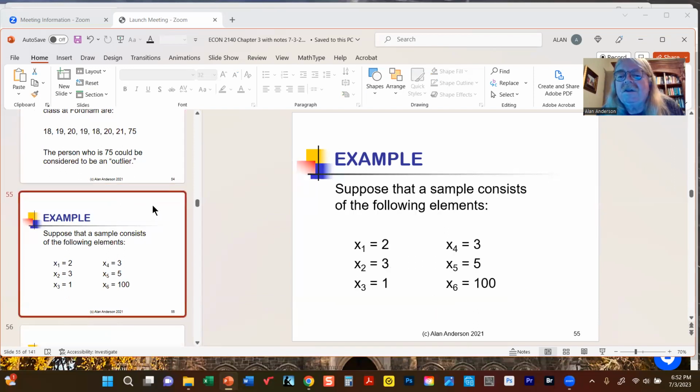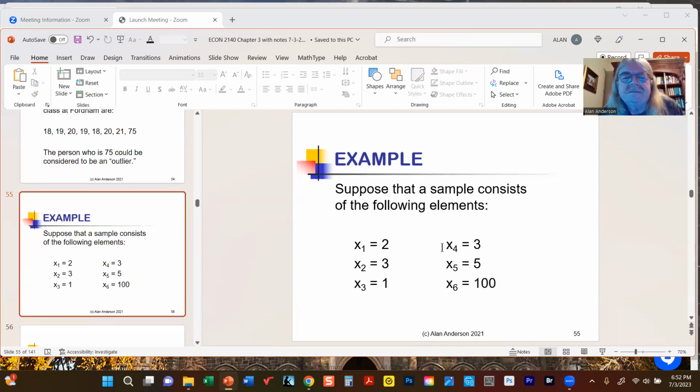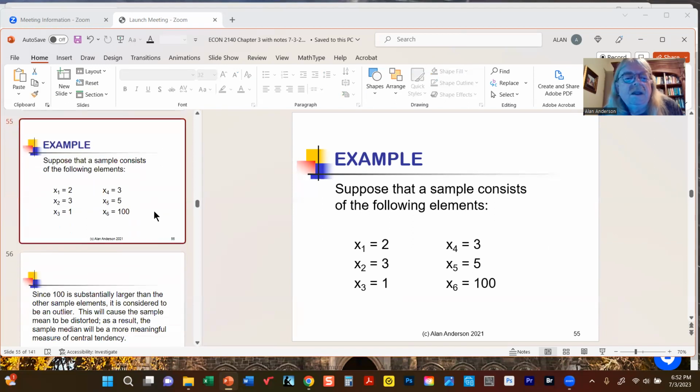Or now here's one using the data we've had up to this point, or something similar. This is our sample. Well, I think it's pretty obvious that this 100 is our outlier. Anyway, so we're going to pursue this example.